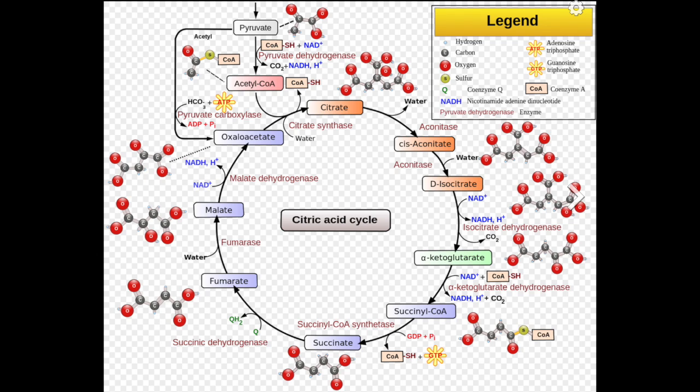3. Citric acid cycle. The acetyl-CoA made in the last step combines with a 4-carbon molecule and goes through the cycle of reactions, ultimately regenerating the 4-carbon starting molecule. ATP, NADH, and FADH2 are produced and carbon dioxide is released.